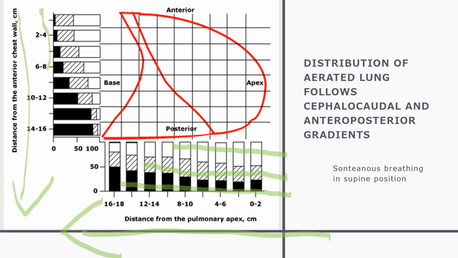This is the distance from the anterior chest wall to the posterior chest wall, and this is the distance from the apex of the lung to the base of the lung. Here you can see as we move from the anterior to posterior direction, or from apex to the base of the lung, the aerated lung decreases and non-aerated lung increases. It means when we move from the ventral portion of the lung to the dorsal portion of the lung, the aerated lung decreases. In the same way, when we move from the apex of the lung to the base of the lung, aerated lung decreases and non-aerated lung increases.